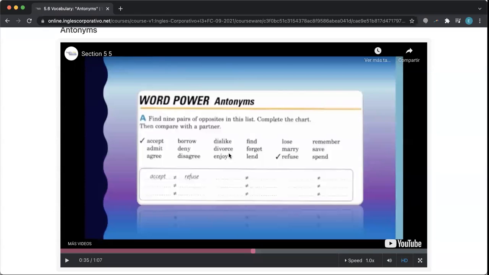What about the next one? We have dislike, enjoy. Good. Divorce, marry. Excellent. Find, lose. Good. Forget, remember. Save, spend. Excellent. Any questions for the other vocabulary?